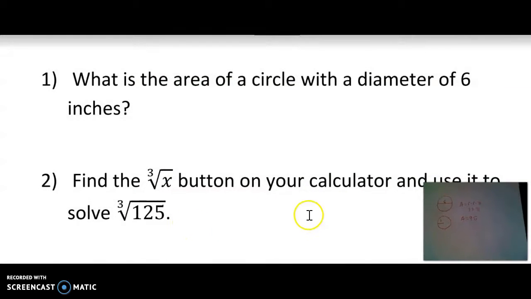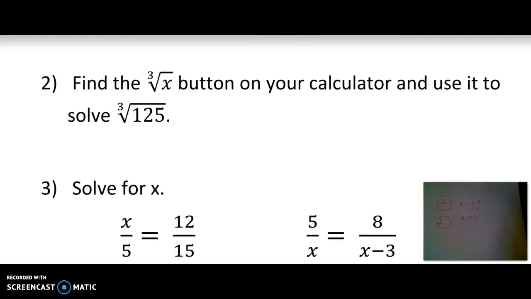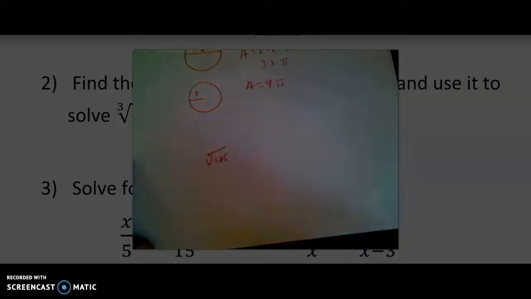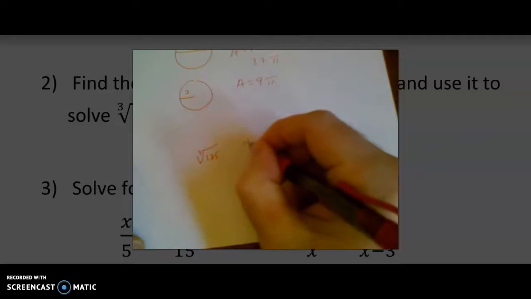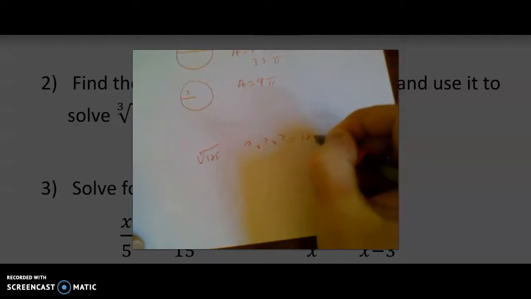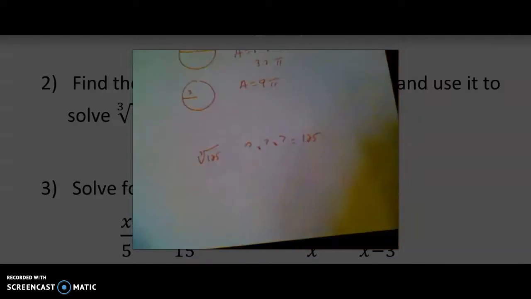The second one, find the cubed root button on your calculator and use it to solve the cubed root of 125. So before we do that, what the cubed root of 125 means is we're trying to find what number times itself 3 times equals 125. And some of you could probably just figure out that it's 5 times 5 times 5.